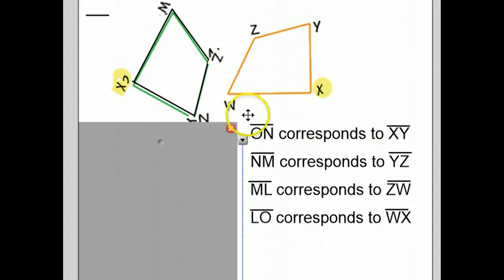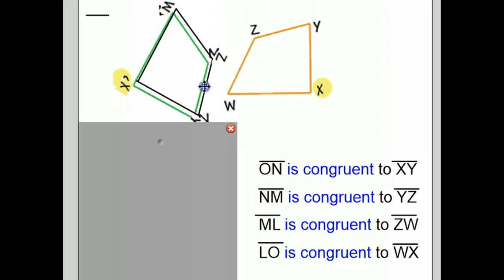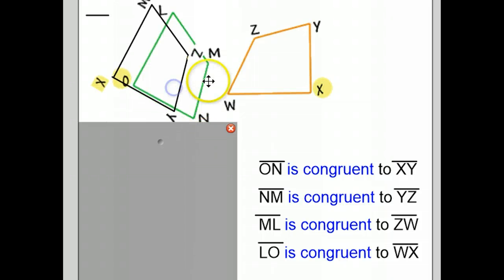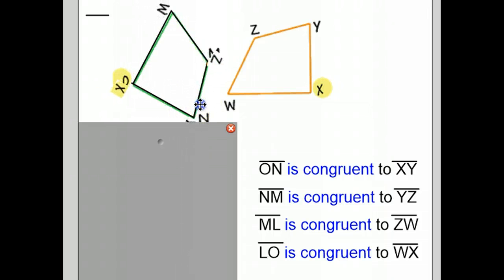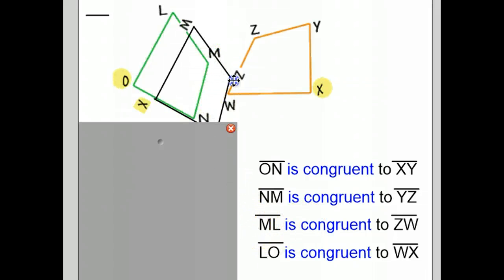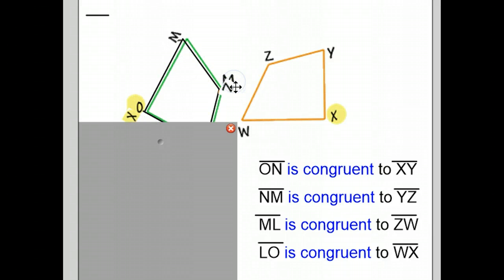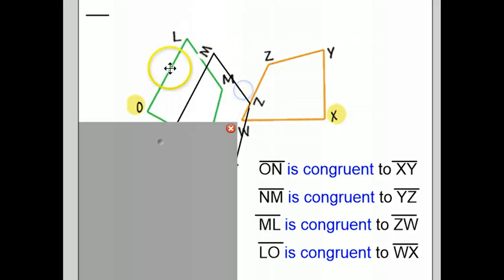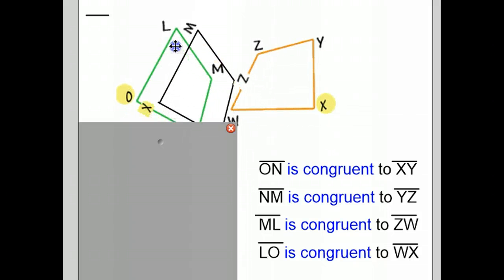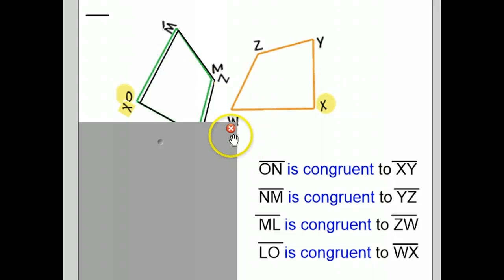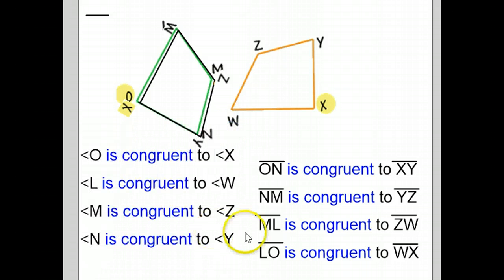So these sides are corresponding to one another, but what you can also see is that these sides are also congruent to one another. So side ON is congruent to side XY, side NM or MN is congruent with side YZ, side ML, which is this one, is congruent with side ZW, and side LO, which is this side, is congruent with side WX. So now we can see that not only are the corresponding angles congruent to each other, but the corresponding sides are congruent to each other.